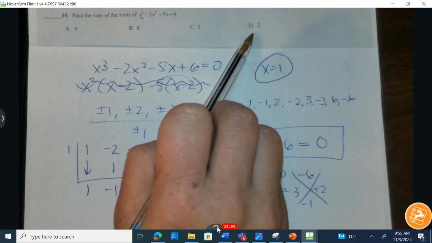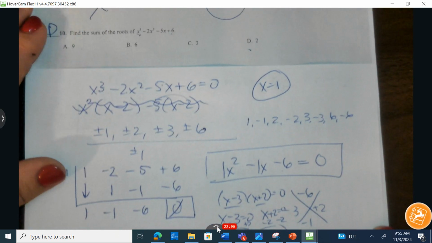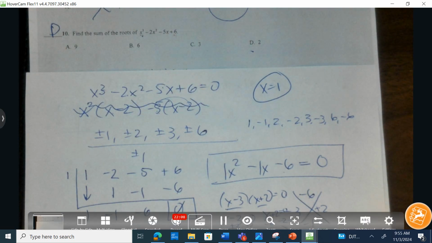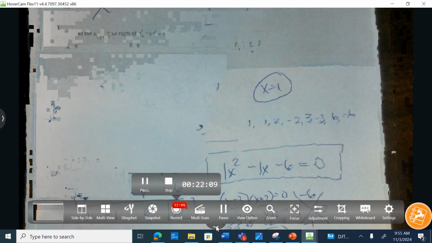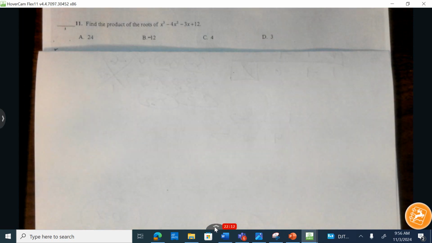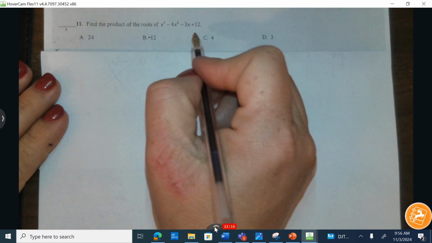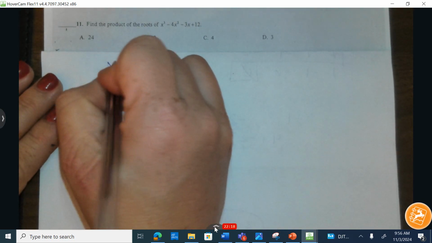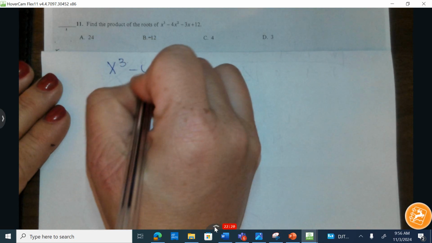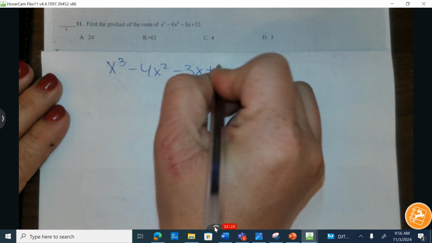Correct answer is 2, option D. Let's look at the same concept, but right now I'm going to find the product of the roots. I'm going to start by looking at it, and I'm always going to check, just like I did on the last problem, is it possible for me to factor this?